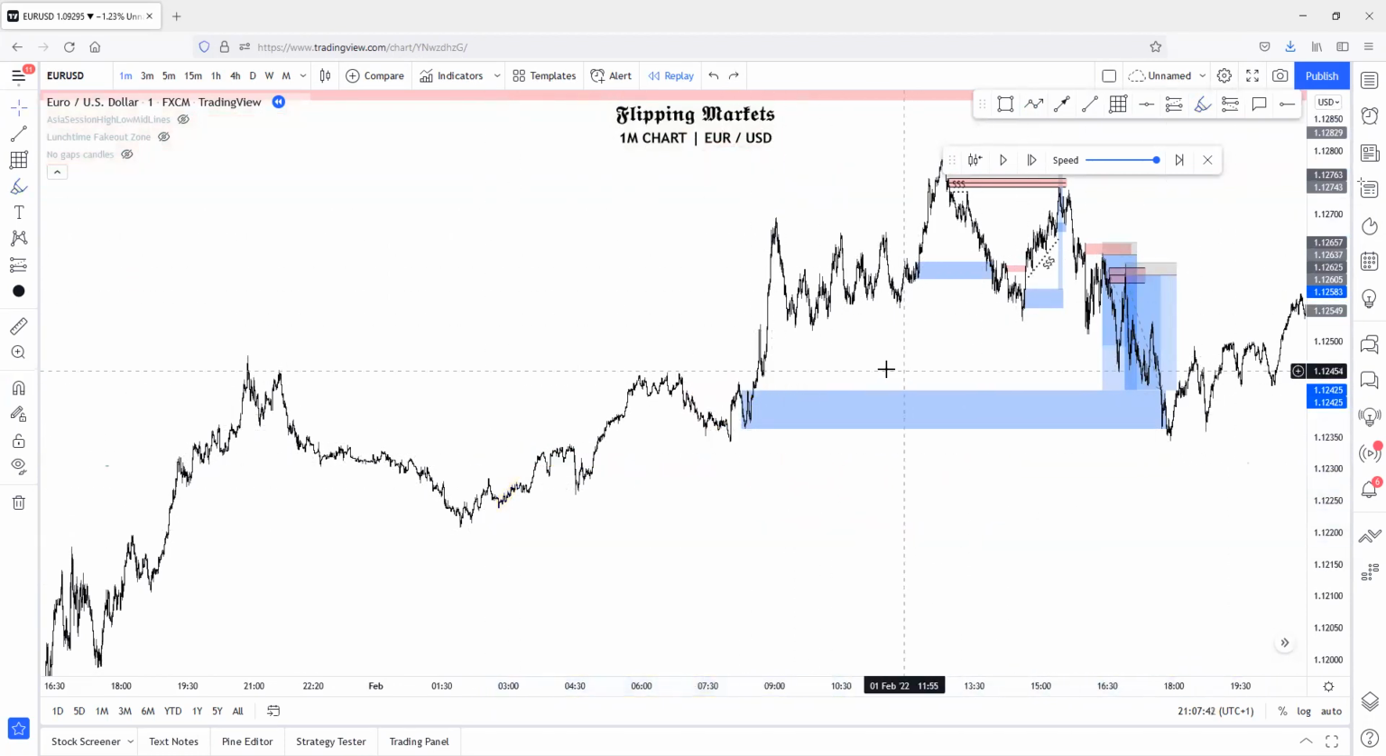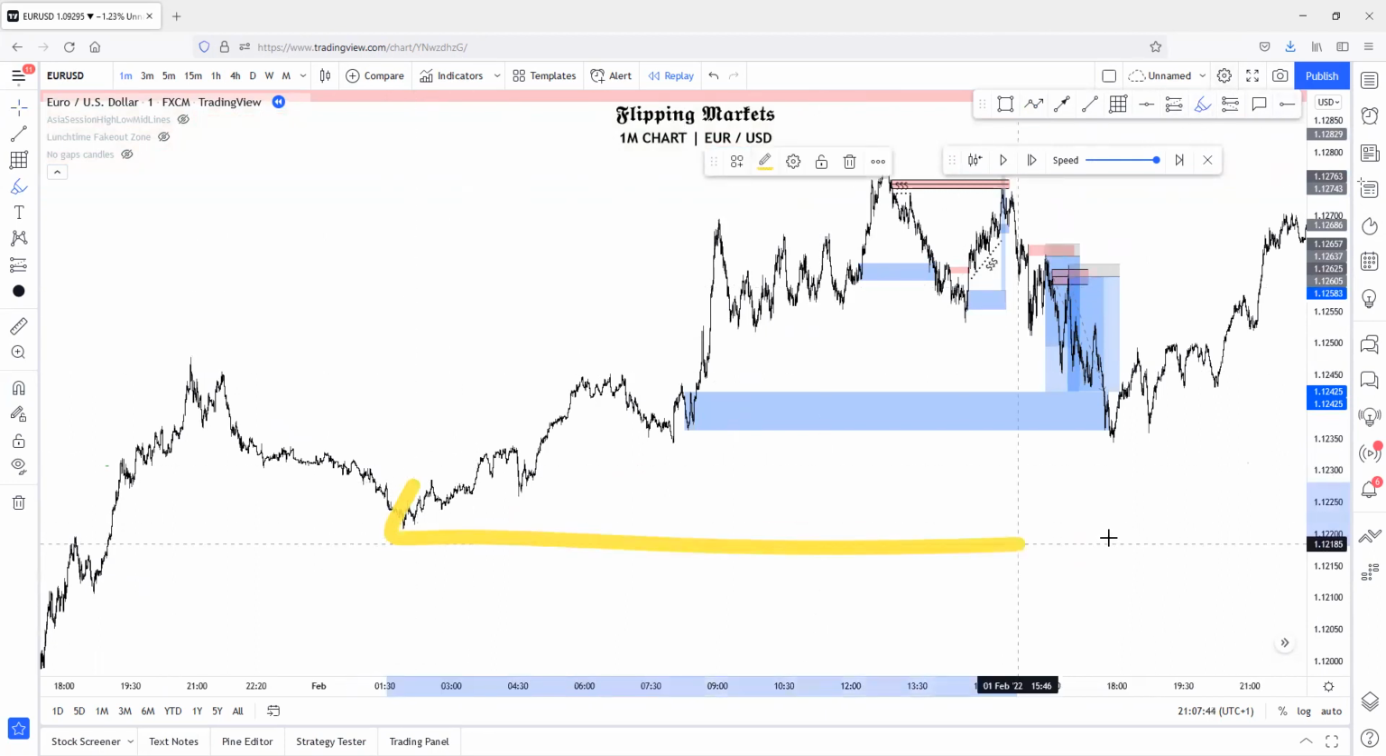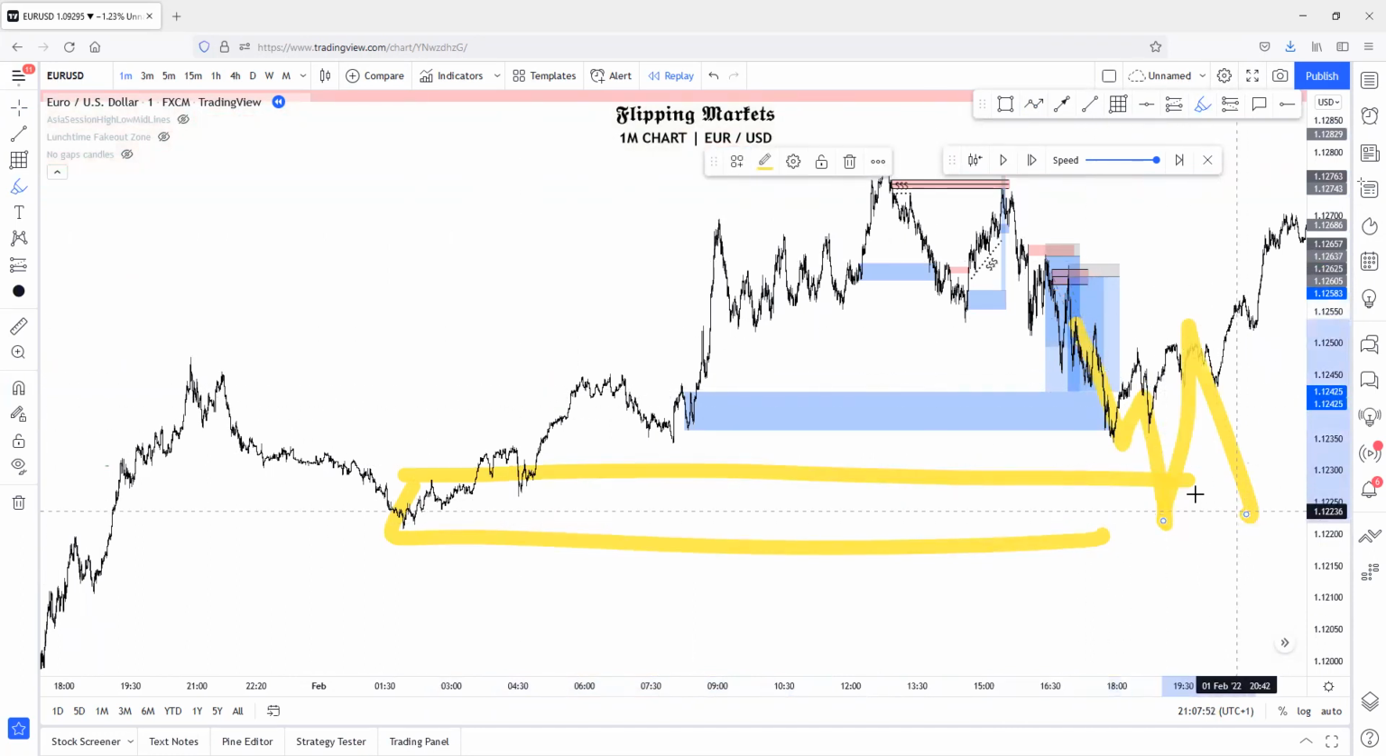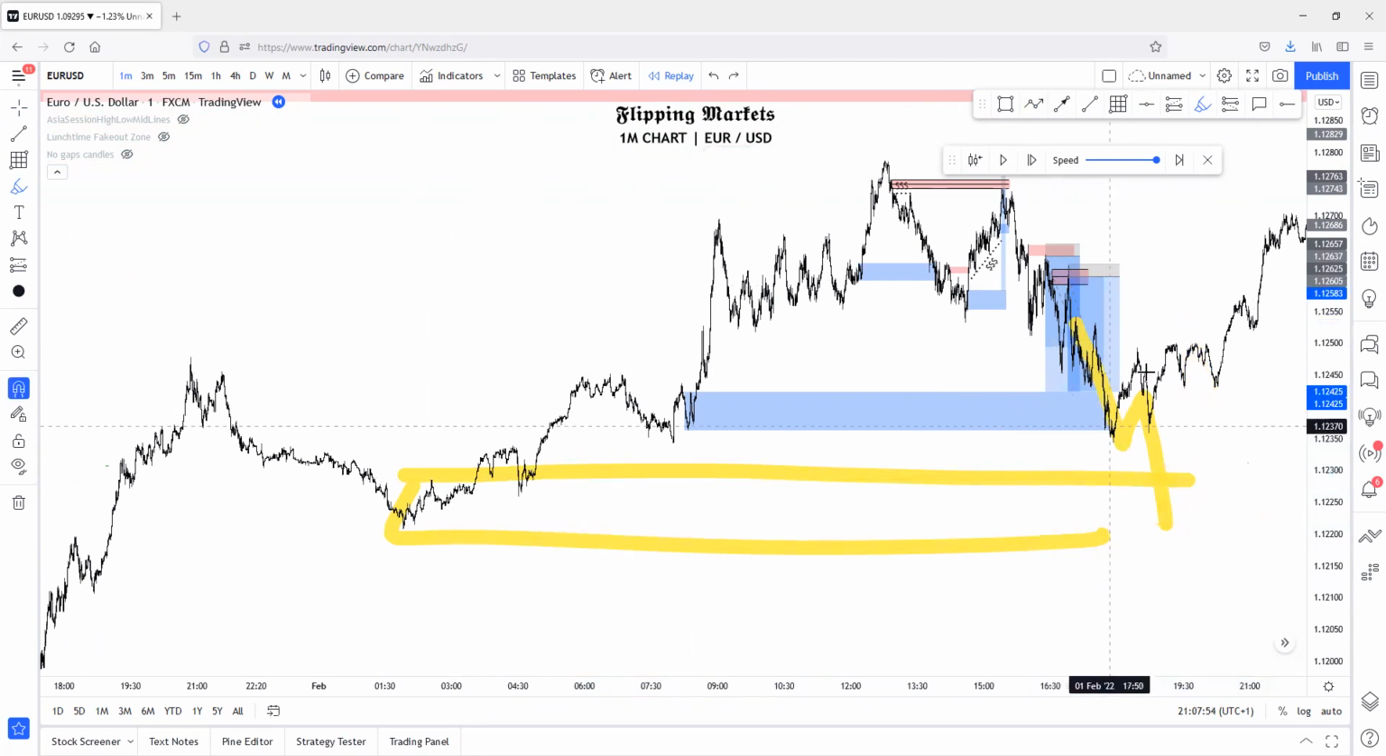Maybe there was a 4-hour zone, but price was reacting on a 15-minute zone. And if price reacts on a 15-minute zone, you need to wait for a 1-minute change of character. But if price doesn't give you a 1-minute change of character and just goes straight down to this 4-hour zone, you have to wait for a 15-minute change of character inside of this 4-hour zone. But if the 15-minute zone gives you the right entry opportunity, you can execute the trade based on that entry opportunity. In this case, a 1-minute change of character.